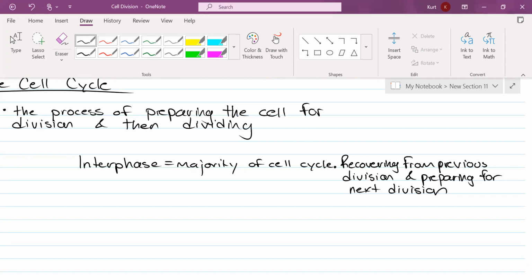To do what? So they're recovering from the previous period. What's after intermission? Okay, so not only are they recovering from the previous period, but they're preparing for the next one. That's what an intermission is.